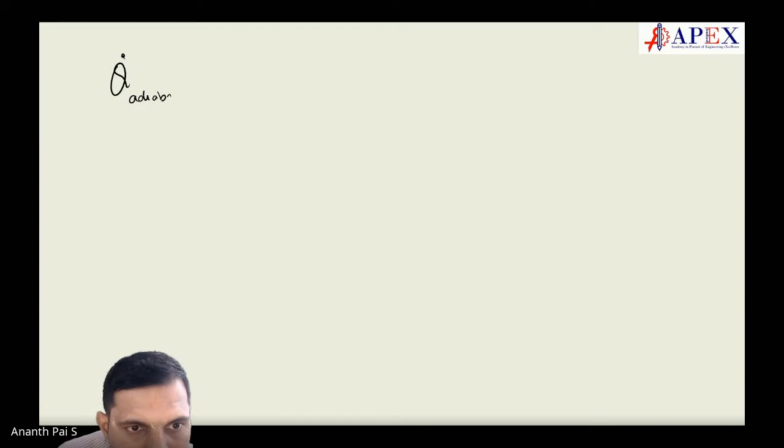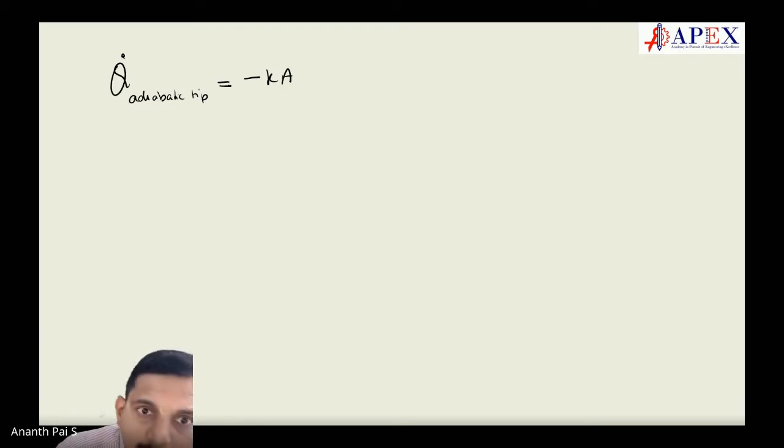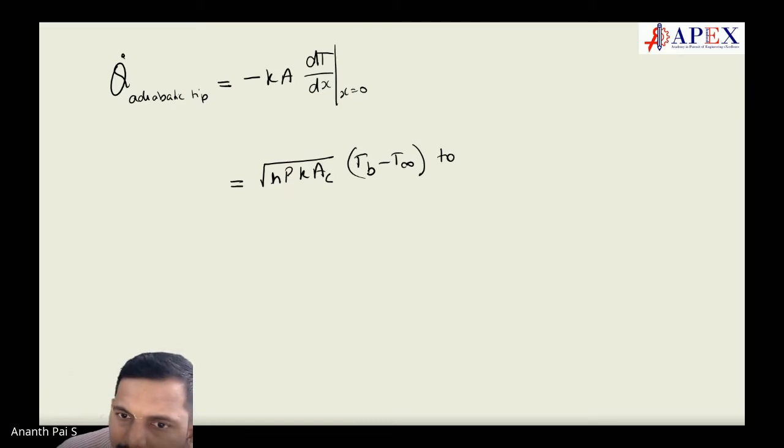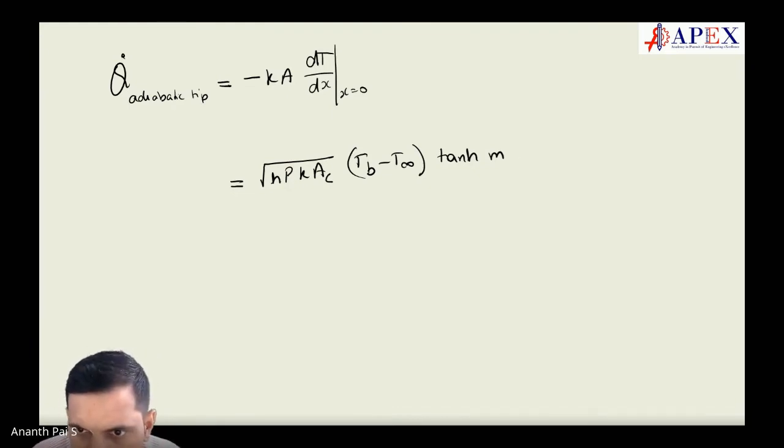Now similarly, we'll go next. See what is q dot for an adiabatic tip. It is equal to minus kA dT by dx at x equal to 0, which comes out to be equal to square root of h times perimeter times k times area of cross section, times (Tb minus T infinity) into tanh(ml). Remember this, students.